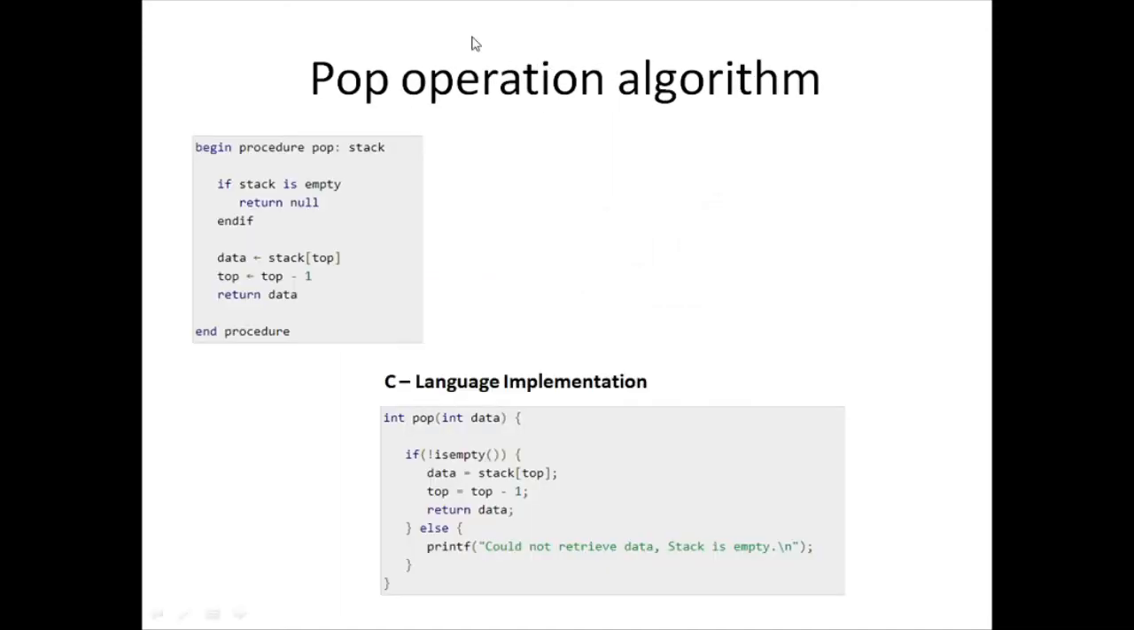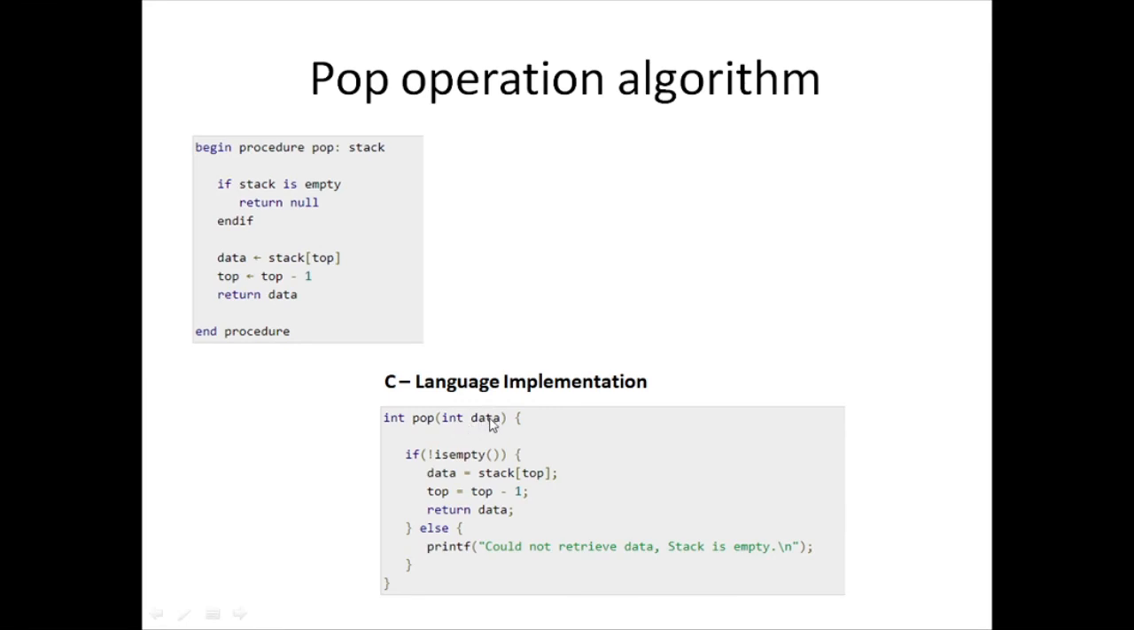So let's take a look at the code. Pop stack: if the stack is empty, we return null because we don't need to pop again if it's empty. Then we get the data from the top of the stack. Then we move to the previous value, or we decrease the top index by 1, then return data. So in C language, integer pop: this function returns an integer because we assume that our stack contains integers. However, if your stack contains other data types, then you should replace this one.